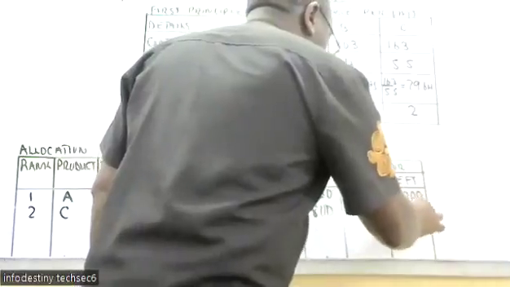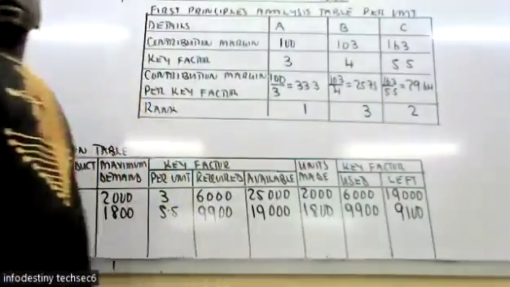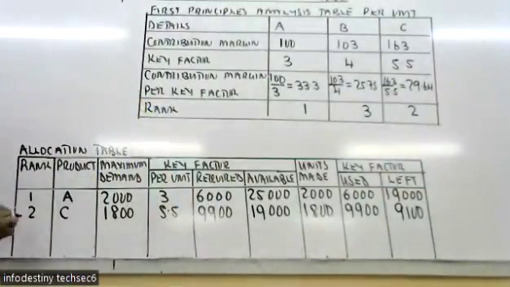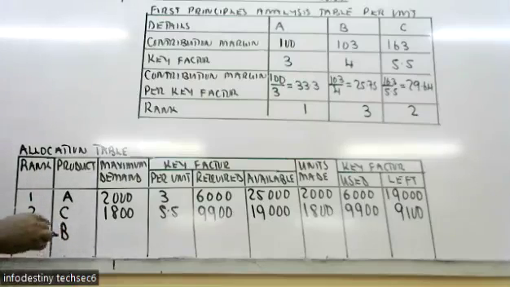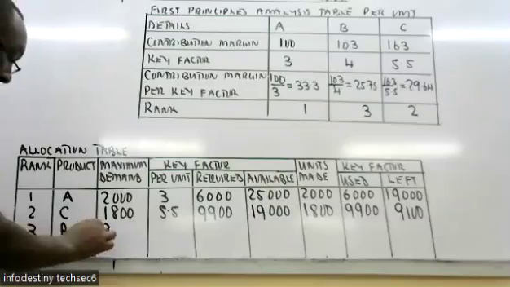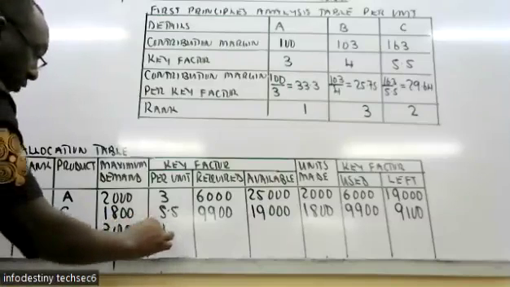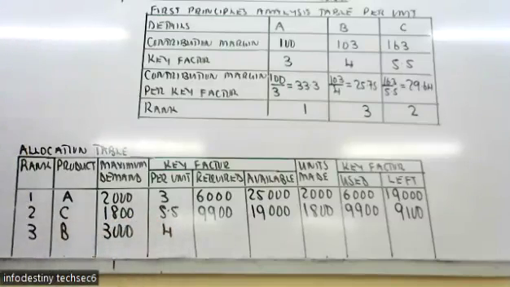9,100. Then we move to product number 3. Number 3 is product B. So product B, it has a maximum demand of what? 3,000. And per unit it is what? 4 hours.